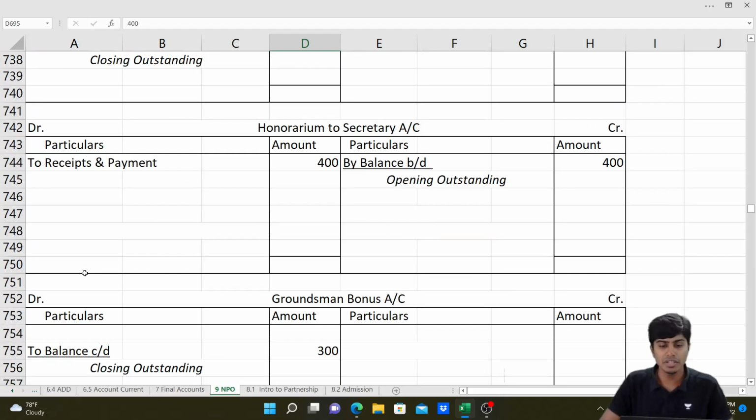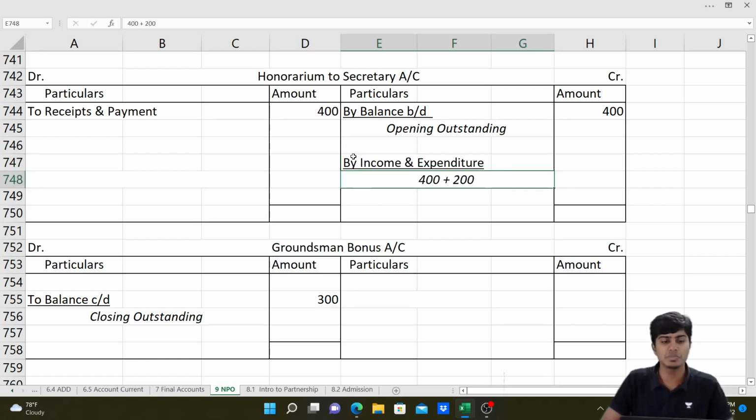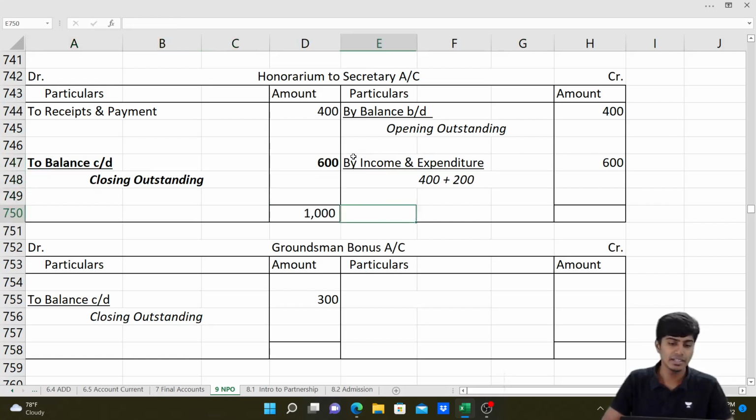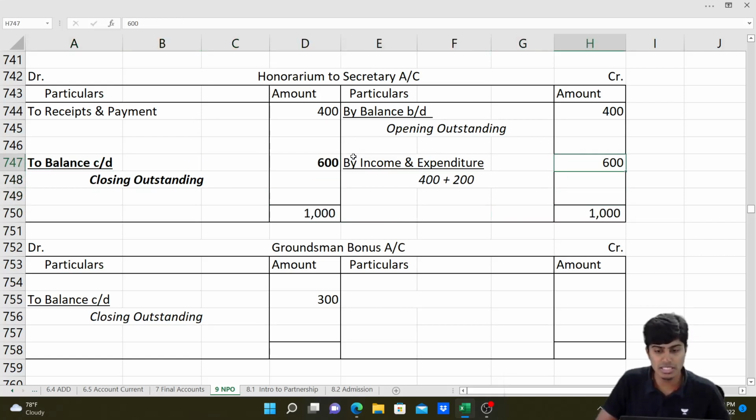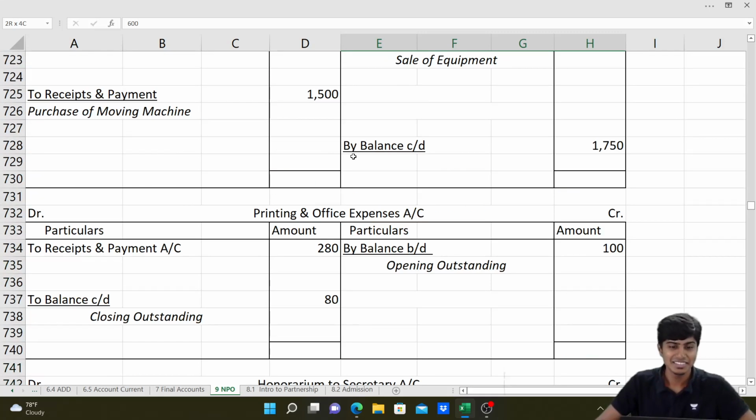Now in the current year, we're increasing this by 200. When we increase it by 200, it becomes 600. 600 is our current year expense and 600 is the amount outstanding. Why is it outstanding? Because it is not paid. We'll write here by income and expenditure. Last year's 400 plus 200, totally 600 is the expense, and entire 600 is outstanding. This ledger is closed. So this 600 current year expense, I write in my income and expenditure account as expense, and this balance carried down, closing outstanding of 600, I'll write in my closing balance sheet as liability. Will I write that? Come on.